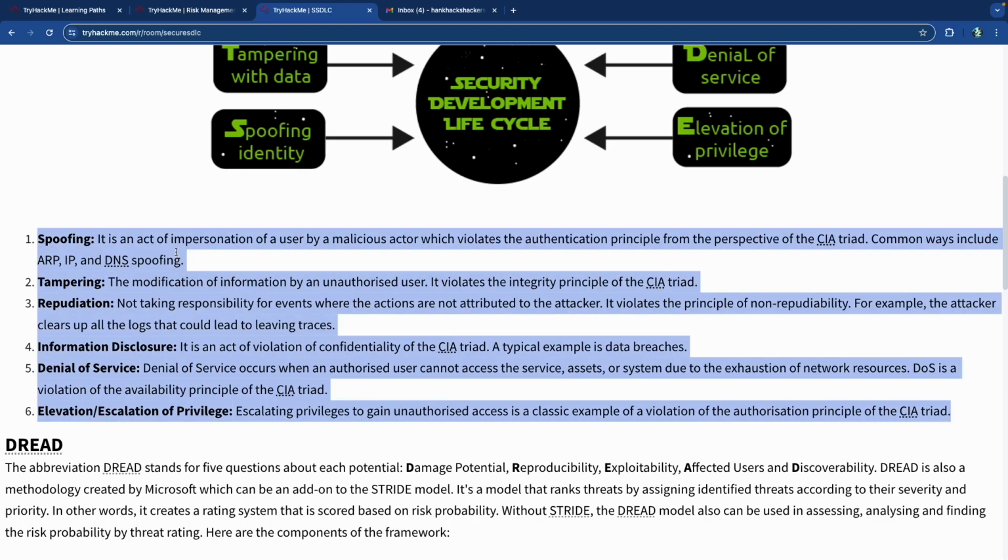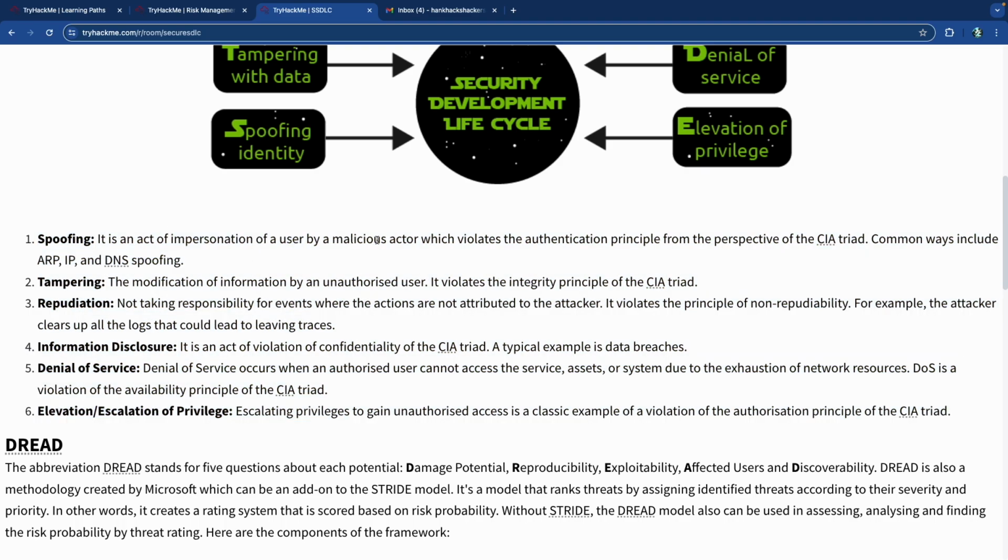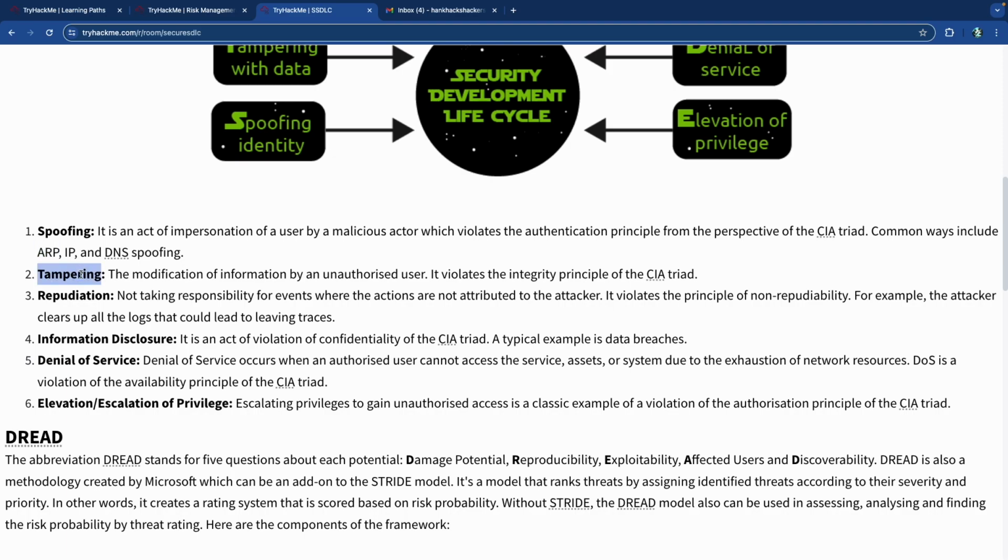So spoofing is impersonating a user, which can be done in a lot of different ways, and it goes through the authentication principle from the CIA triad, and it could be ARP poisoning, so the address resolution protocol, IP poisoning or IP spoofing, ARP spoofing, and of course DNS spoofing. And then tampering means modifying data, and you're looking at the integrity of the data. How strong is the data? How real is the data? And that's the principle of the CIA triad that tampering deals with.